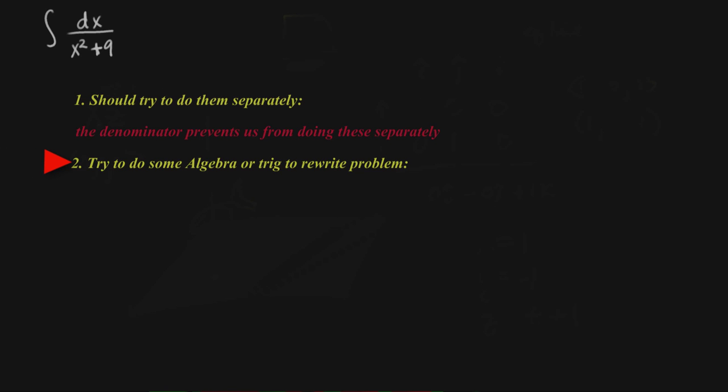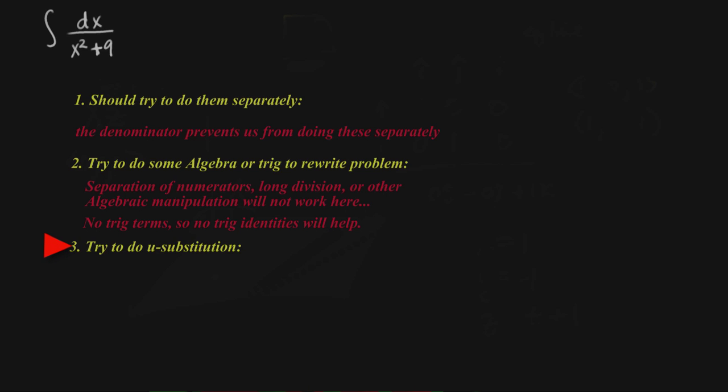Next, you should try to do some algebra or trig to rewrite the problem. In this case, you can't really do any algebra. There's no separation of numerators. You can't separate the denominator, only the numerators. You can't do long division because the power of the bottom is greater than the top. There's no algebraic manipulation you can do here. And there's no trig, so we can't use any trig identities.